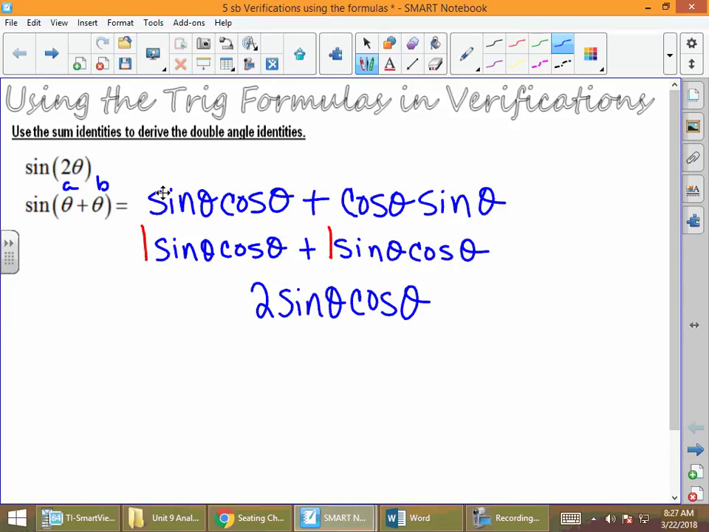And if you look down in your double angle identities, our first identity is that sine of 2 theta. And sure enough, sine of 2 theta equals 2 sine theta cosine theta. Again, you don't need to memorize these. They will be provided for you. That's where it came from.